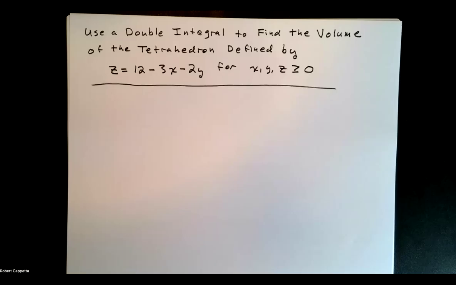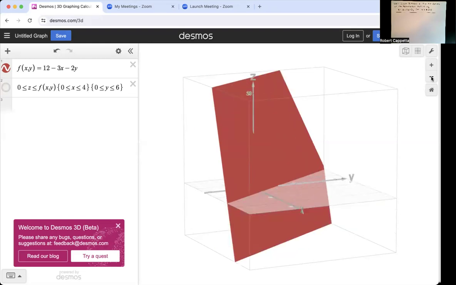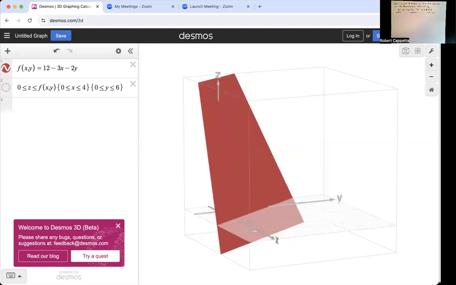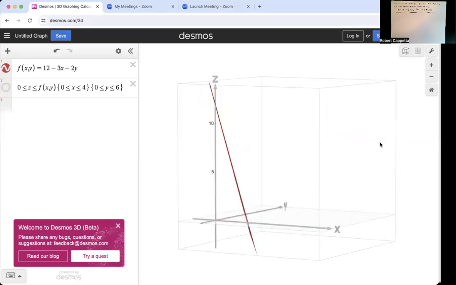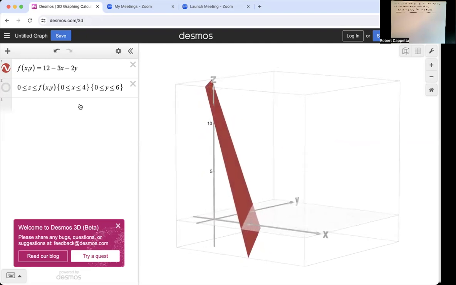We want to use a double integral to find the volume of a tetrahedron defined by z equals 12 minus 3x minus 2y, where x, y, and z are all greater than or equal to 0. So what do we need to do first? We can see the plane, right? The plane is here, and I am interested in that portion of that plane that lives in the first octant, where x, y, and z are all positive. So this is in essence what we are looking for.